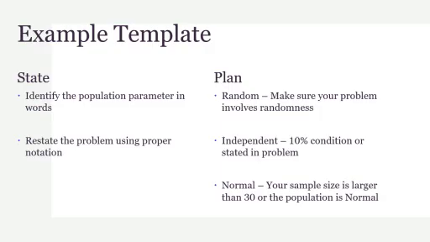Plan: random, independent, normal. So random, make sure that the problem has randomness, simple random samples, etc. Independent needs to be your 10% condition, or it needs to be stated that it's independent. Both are fine, but your 10% condition is the same one we had for proportions. And then normal, your sample size should be larger than 30. If it's not larger than 30, hopefully it says that the population is normal or normally distributed.